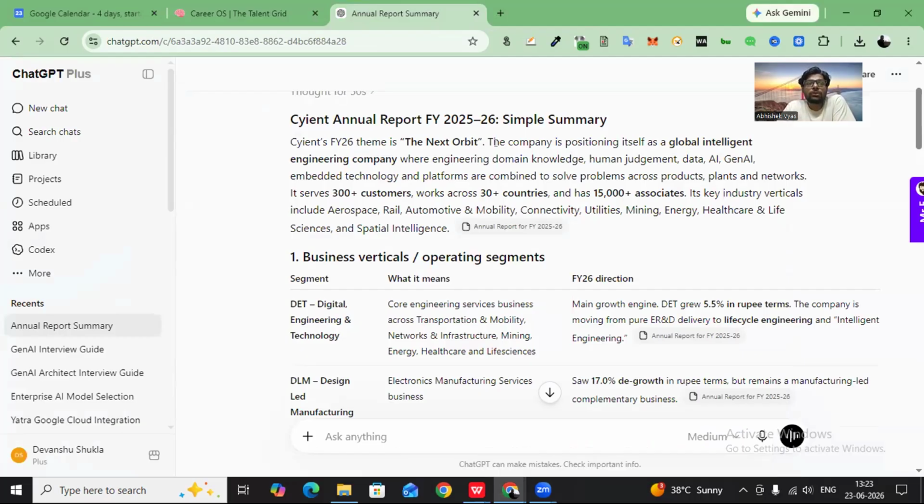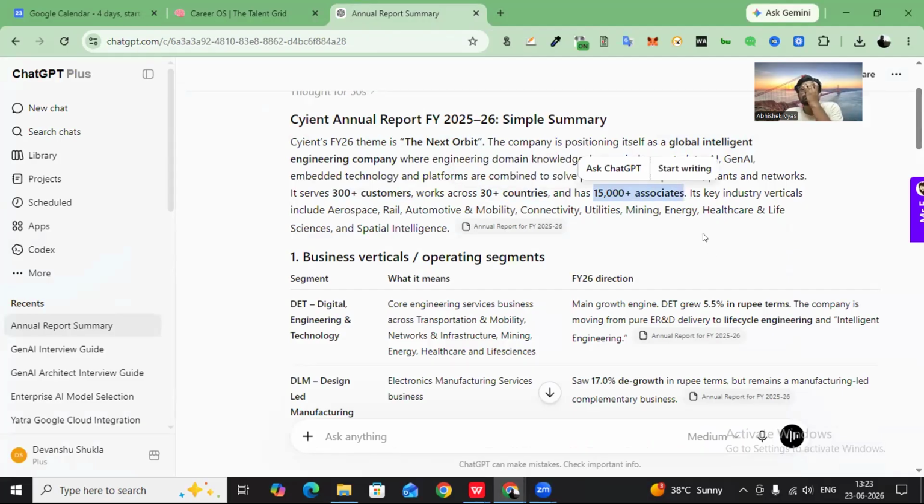and what their latest annual report says. So their latest annual report says they are moving on to the next orbit. Okay, they are trying to position themselves as a global intelligence engineering company, and currently they are serving around 300-plus customers across 30-plus countries, and they have 15,000-plus associates.